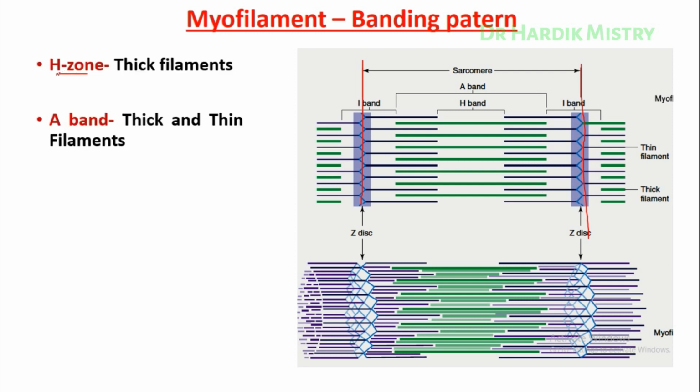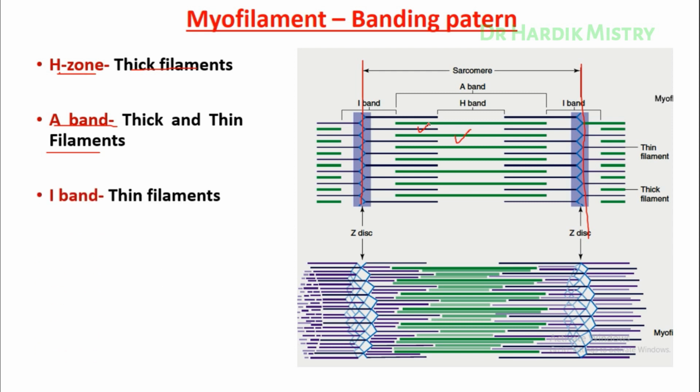Inside the structure of a sarcomere there is an H zone, and it is made up of thick filaments or myosin filaments. The H band or H zone is made up of only thick filaments. The next is the A band, which is made up of thick and thin filaments. So here you are seeing that this is the A band and it is made up of both the thick filaments, and this one is the thin filaments.